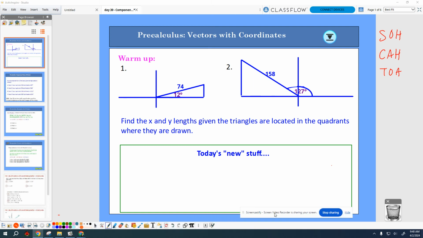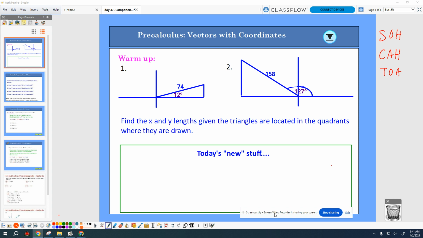Okay, so SOHCAHTOA. Peter, what does SO stand for? Sine, opposite over hypotenuse? Yes. Mara, what is the CAH? Adjacent over hypotenuse. Cosine. And Roscoe, what is TOA? Opposite over adjacent. Tangent.